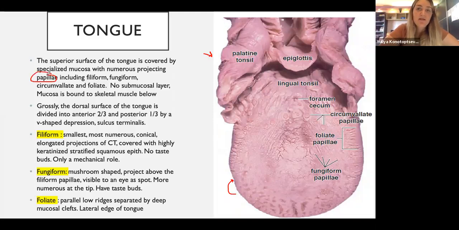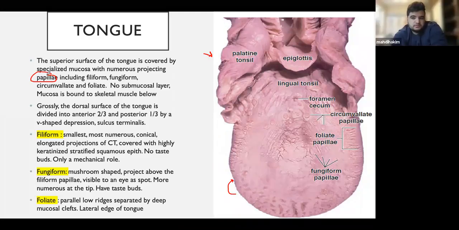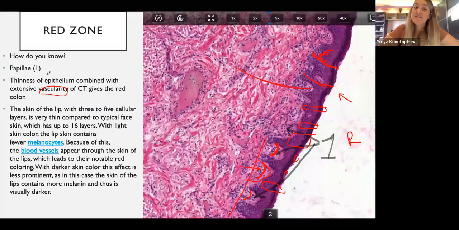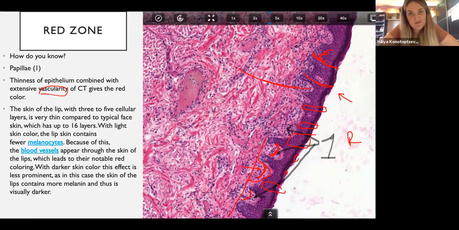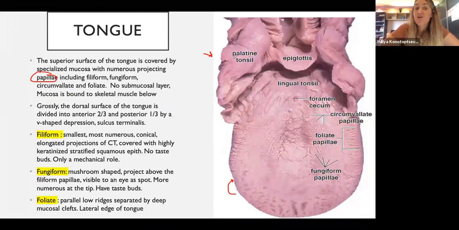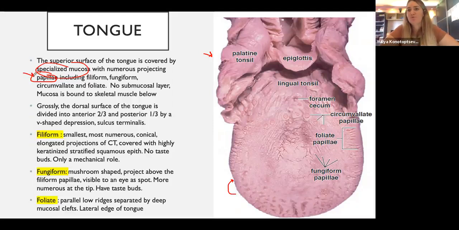What did I tell you papilla is? Protrusion. If I say dermal papilla, this is a protrusion of the dermis. But if I say tongue papilla, they are the protrusions of the specialized mucosa. You're going to see this word in histo everywhere. We have so many protrusions in our body, and unfortunately we call them papilla. So do not think that papilla is only in the skin. We have them everywhere, especially on your tongue.